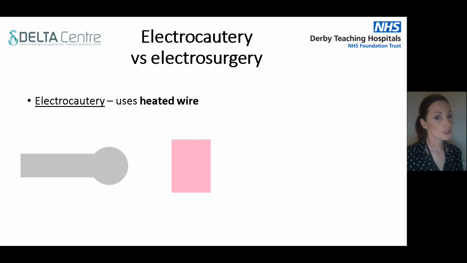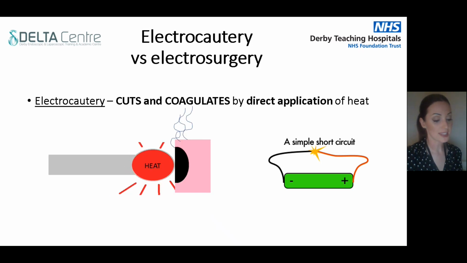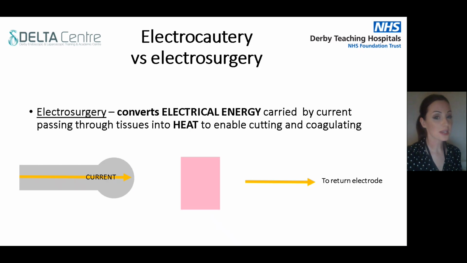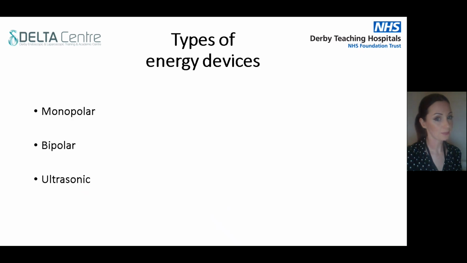So firstly, two different terms to get clear in your minds is the difference between electrocautery versus electrosurgery. Electrocautery is a fairly simple concept, whereby during a procedure or an operation, a heated wire allows the direct application of heat to tissues, inducing a cutting or coagulation effect. Electrosurgery, by contrast, is a slightly more advanced concept based on the conversion of electrical energy into heat, bringing about the same cutting or coagulation tissue effects.